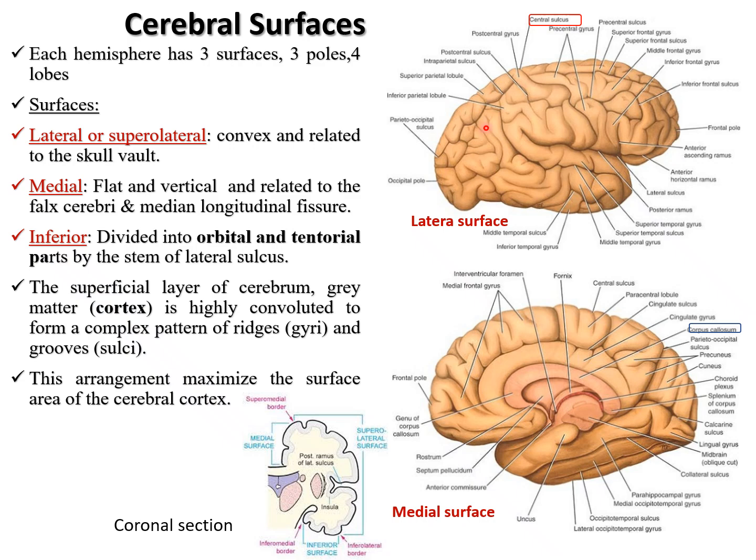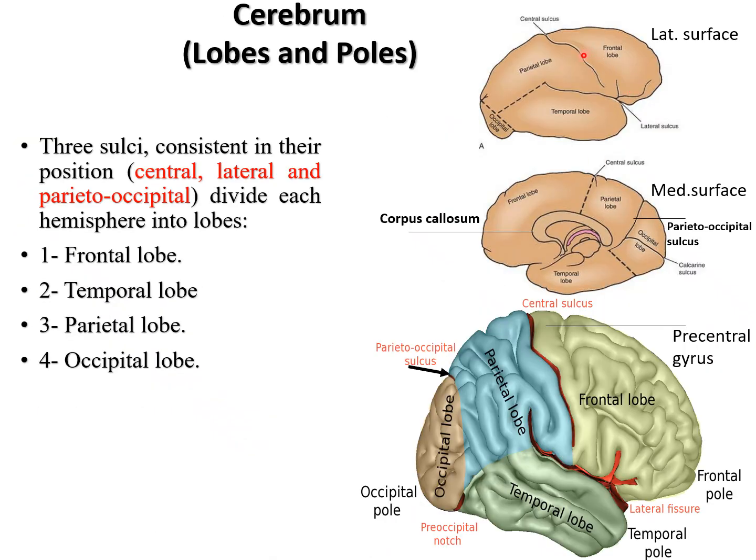Also, you can find that the cortex here is folded. These folds are called sulci or grooves, and between them you can find elevations, which are called gyri. Basically, you need to know three important sulci. One here is called the central sulcus, this one, and one here is called the lateral sulcus. And another one we call the parieto-occipital sulcus, this one, which is found mainly on the medial surface. So here is the lateral surface, and here is the medial surface.